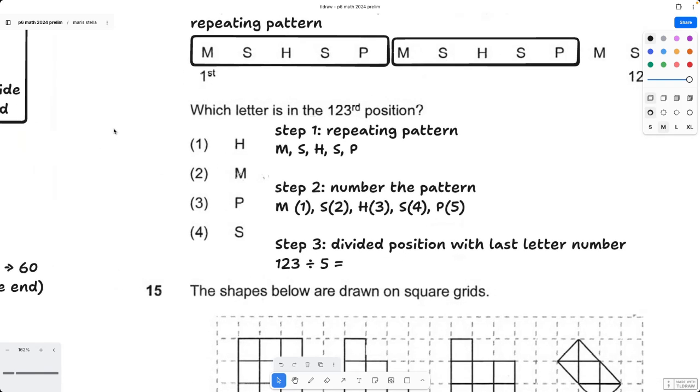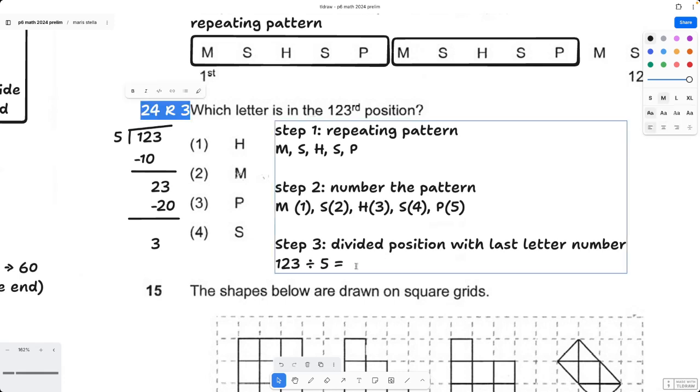I always just put 1, 2, 3. Then we divide it by 5 in this case over here. So I'll just put 10 minus 10. This will give us 2. And then this will give us 23. Then we'll minus 20. This will give us 3. Okay, so this 20 will be 4. Then remainder 3, in this case.